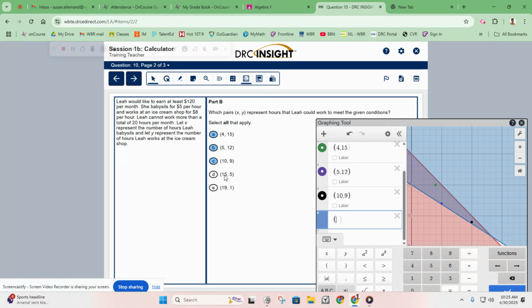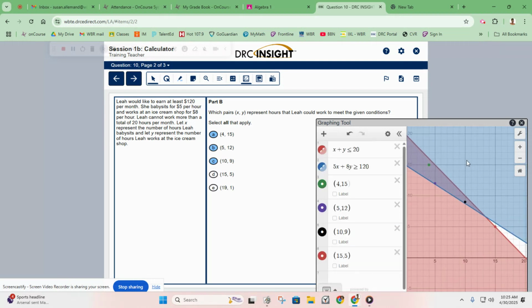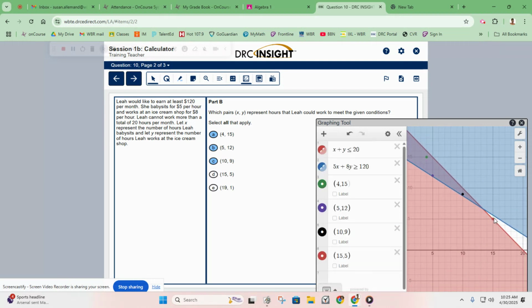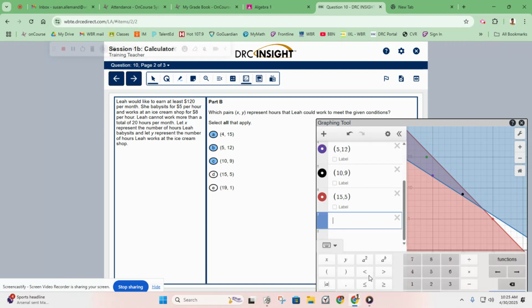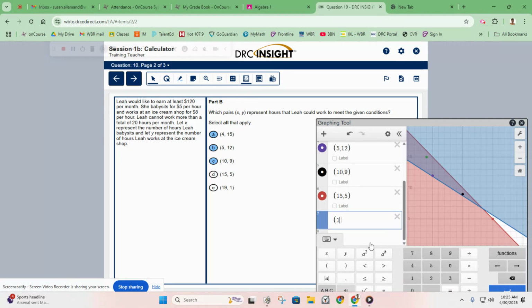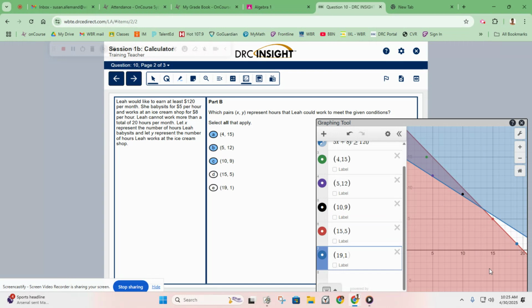Let's try D, which is at 15, 5. When I look at that, you may have to move your graph around. It's only working for that top inequality, but it's not a solution of both, so that would not be a right answer. And then the last one, which is at 19, 1, is also not a correct answer because it shows up way down there. So A, B, and C are the right ones, the rest of them are wrong. Y'all should have that in the graphing tool online to check yourselves.